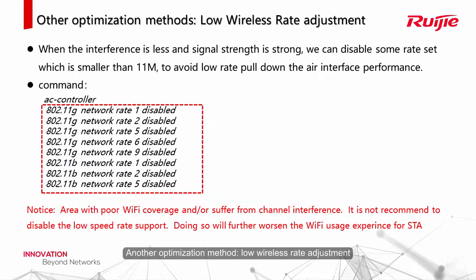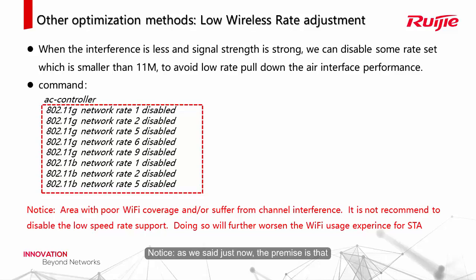Another optimization method, low wireless rate adjustment. As we know, in the real environment, some terminals are in the high rate set, some terminals are in the low rate set. So when the interference is small and the signal strength is strong, we recommend disabling the wireless low rate set, to avoid the low rate set pulling down the air interface performance. And the commands about disabling the low rate set are shown in the slide.